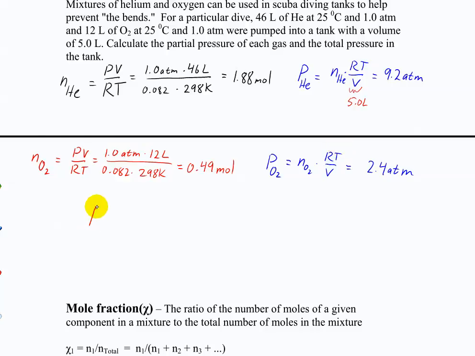The total pressure is, as Dalton's law says, the sum of the partial pressures. So that's 9.2 plus 2.4 atmospheres, which is 11.6. So we didn't have to do another ideal gas law calculation to get the total pressure in the tank. We just needed to sum the partial pressures. All right, and that's what Dalton's law basically tells us.